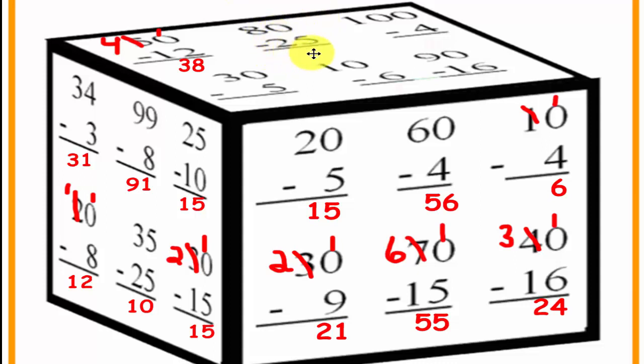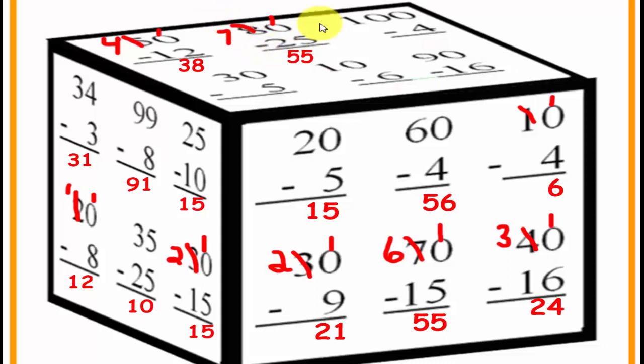Okay, 80 minus 25. The answer is 55. How do we get it? Well, 5 from 0 can't do, so you have to borrow a 10. So this no longer is an 8, it's a 7, and we move the 10s over here. 5 from 10 is 5. 2 from 7 is 5. So our answer is 55.